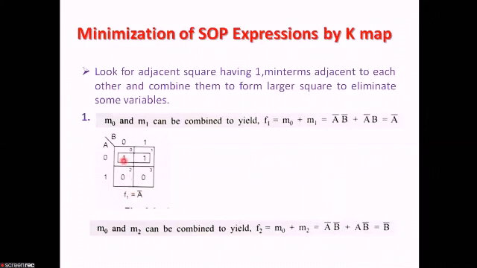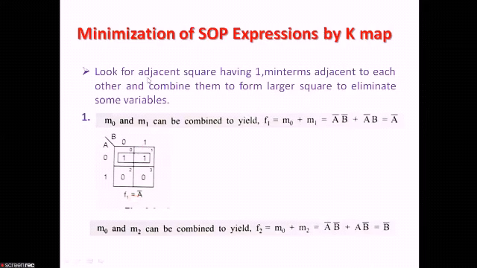Why will we not be writing B? Because here the B is changing. The value of B is 0 in this box, and the value of B is 1 in the other also. That is, the value of B is changing. So we are just taking the value of A bar. That is F1 is equal to A bar.